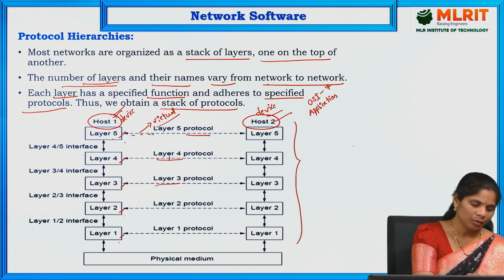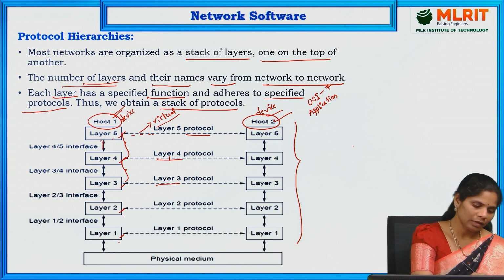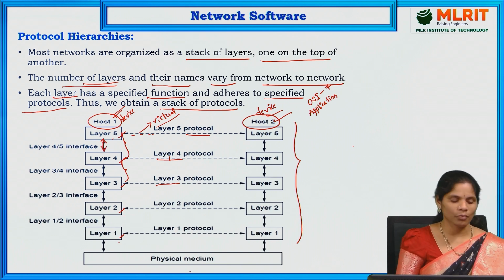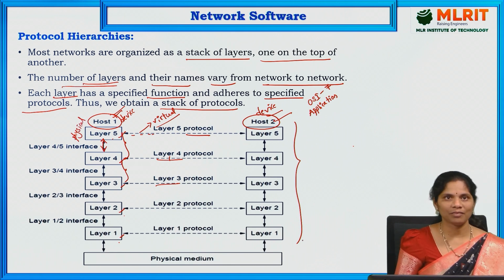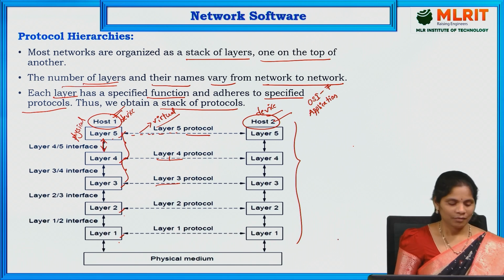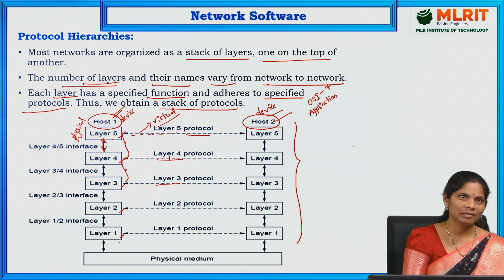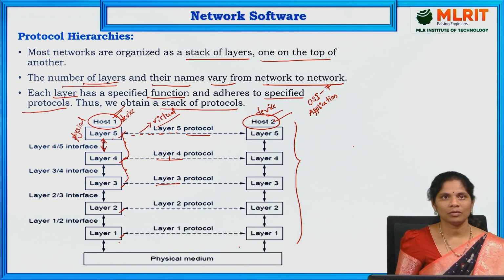Between the layers inside a host, it is a solid line, right? This is the solid line. It is called physical communication. This solid line indicates the physical communication and this dotted line indicates the virtual communication. Physical communication is inside the host and virtual communication is between the hosts. That is the main difference.